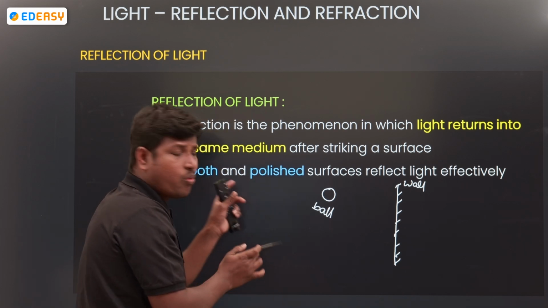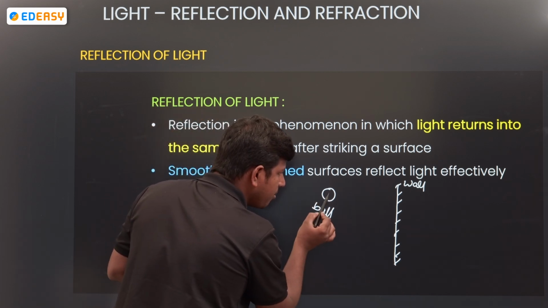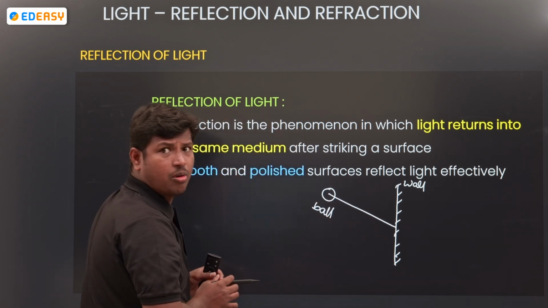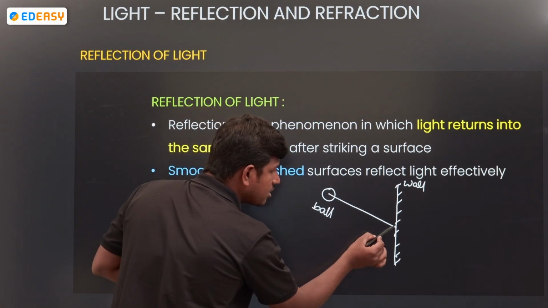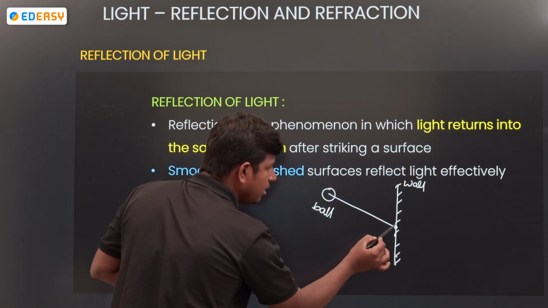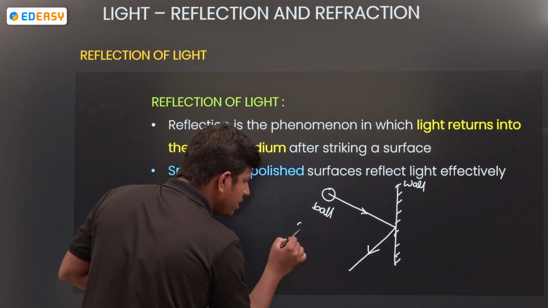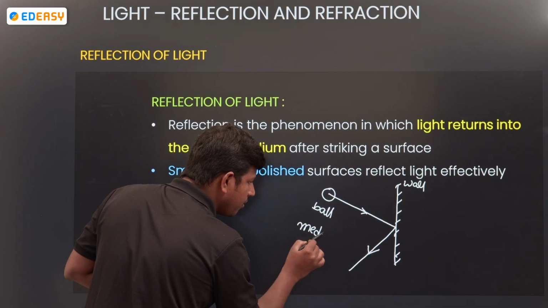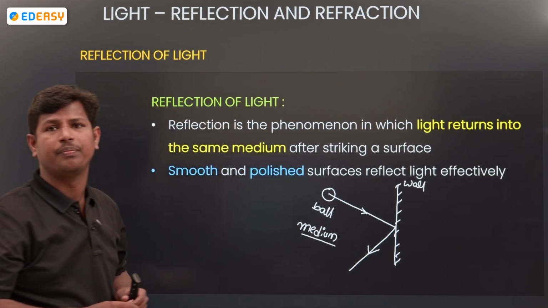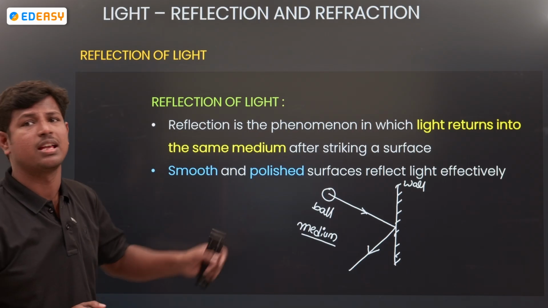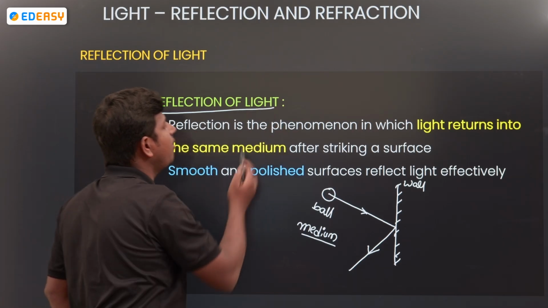If I throw the ball, what happens? It is thrown at some angle, and here it strikes. After it strikes, what happens? It comes back to the same medium. From whichever medium we throw the ball, it gets back to the same medium. That property we call reflection of light.